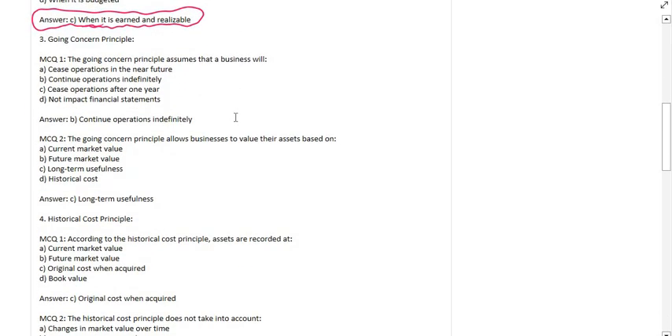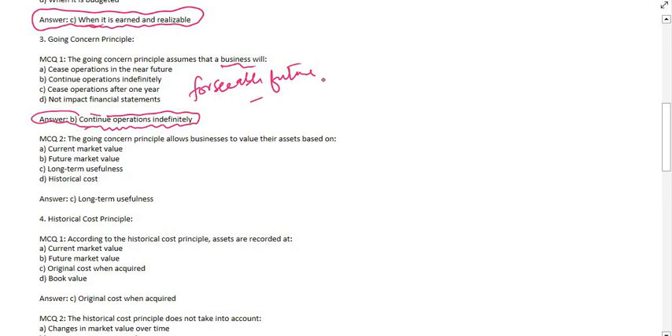Now let's have a question on going concern. Going concern assumes that a business will continue operation indefinitely. Indefinitely means for the foreseeable future. You are continuing your business. You don't have the intention to cease your operation. You will not be bankrupt in the near future. So this is the going concern concept.